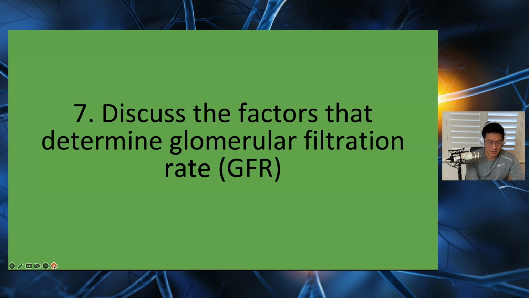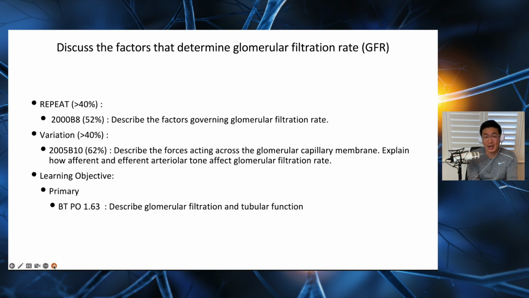All right. Question 7. Discuss the factors that determine glomerular filtration rate, or GFR. Answer green. Yeah, it's a very straightforward question, but I think often the more straightforward the question is, the more you feel like you've got so much more to write. And looking at the repeats, this came from over 10 years ago. So this was in 2000 B8 with a 52% pass rate.